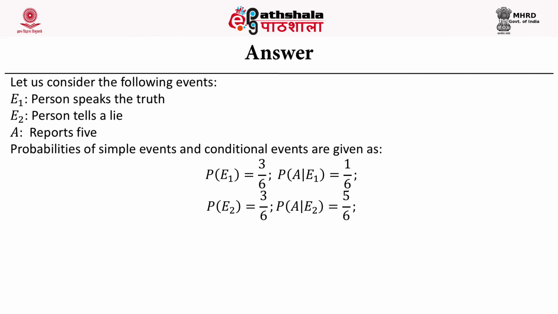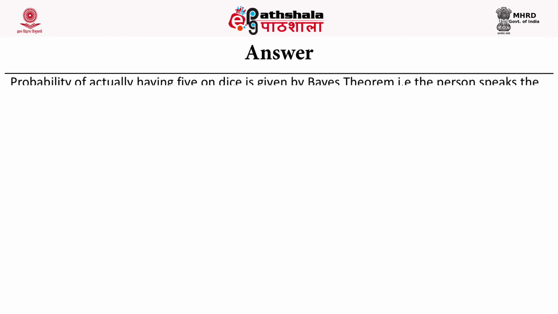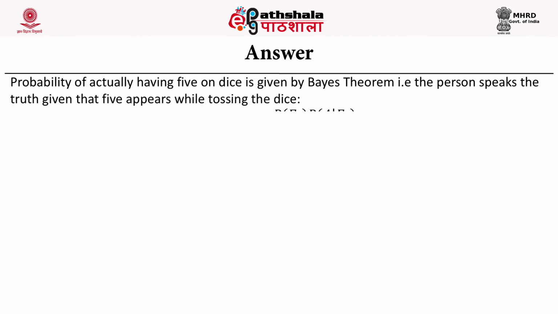Probability of A given E1 is equal to 1 by 6, and probability of E2 is equal to 3 by 6, and probability of A given E2 is equal to 5 by 6. So the probability of actually having 5 on the dice is given by Bayes theorem, that is, the person speaks the truth given that 5 appears while tossing the dice.